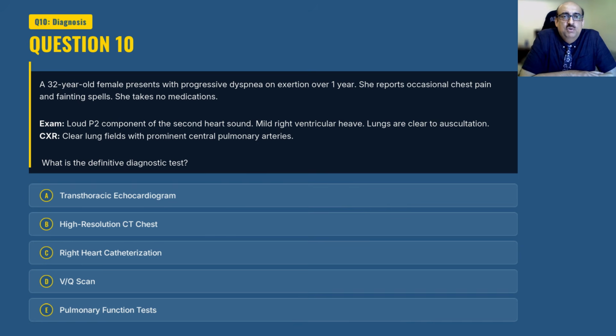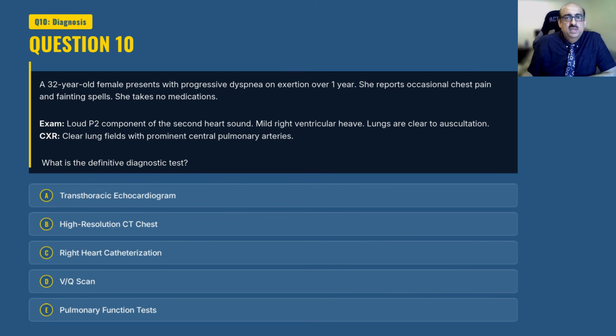A 32-year-old female presents with progressive dyspnea on exertion over 1 year. She reports occasional chest pain and fainting spells, and she takes no medications. On clinical examination, there is a loud P2 component of the second heart sound, and there is mild right ventricular heave. The lungs are clear to auscultation. Chest X-ray shows clear lung fields with prominent central pulmonary arteries. The question is, what is the definitive diagnostic test?